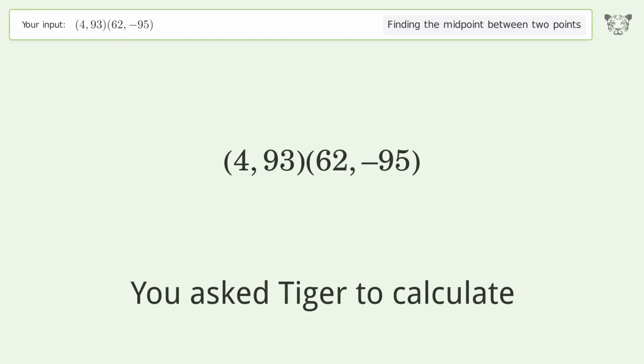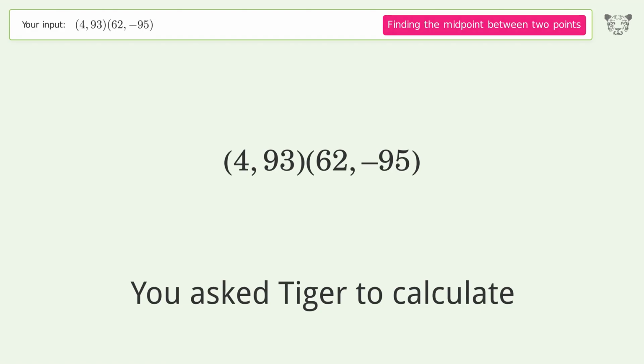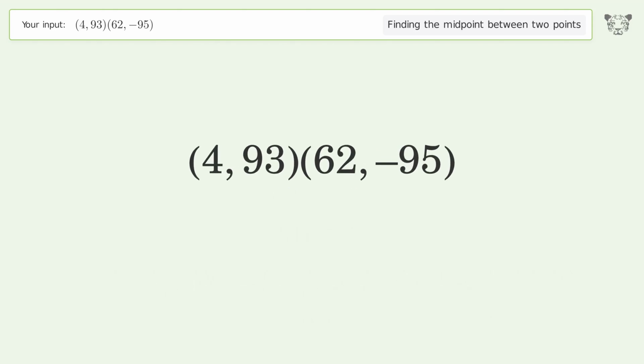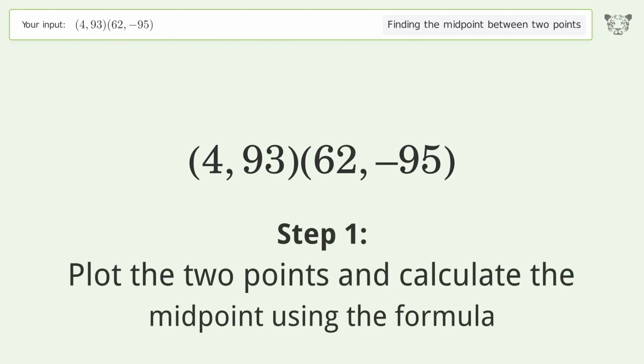You ask Tiger to calculate. This deals with finding the midpoint between 2 points. The midpoint between the 2 points is 33, -1. Let's solve it step by step. Plot the 2 points and calculate the midpoint using the formula.